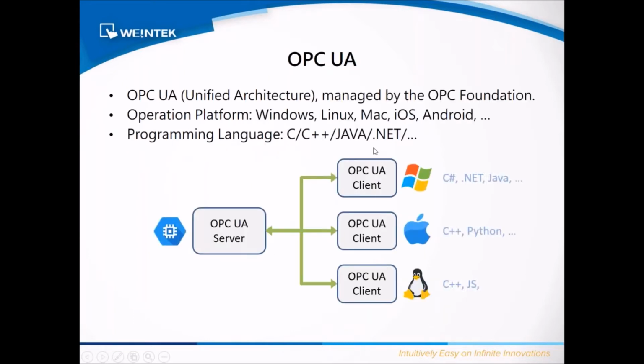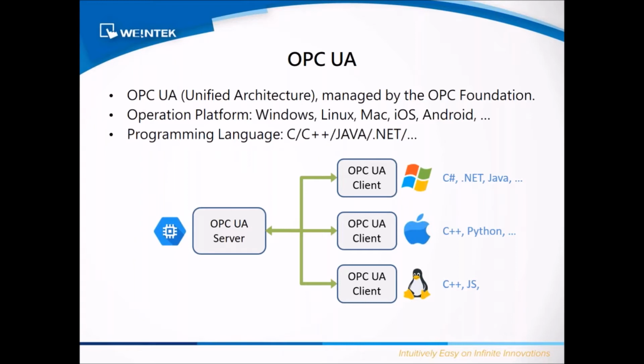The problem for classic OPC is that it can only run on the Windows platform. And you can imagine that right now you have so many different devices on different platforms. You have Android devices, iOS, Windows Phone, Mac, different platforms that want to monitor and connect to the same system. So this is why OPC UA was invented.